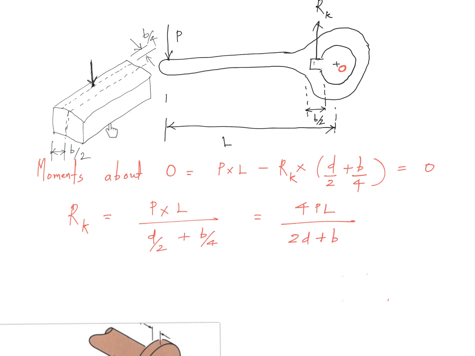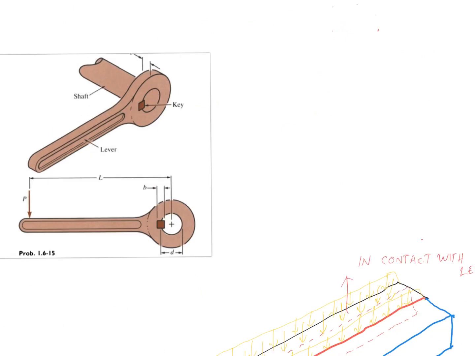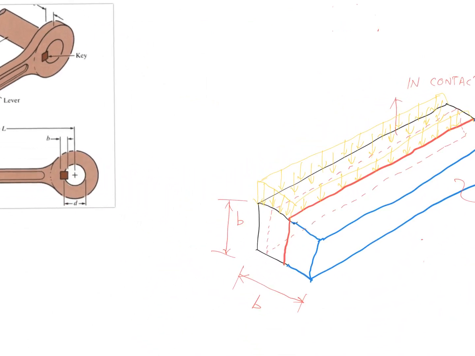So it will be acting at a distance b by 4 from here. That's why d by 2 will take you here, then extra b by 4 will take you exactly to the point of application of the force. I have drawn it more elaborately in another figure, where I have shown it like this.